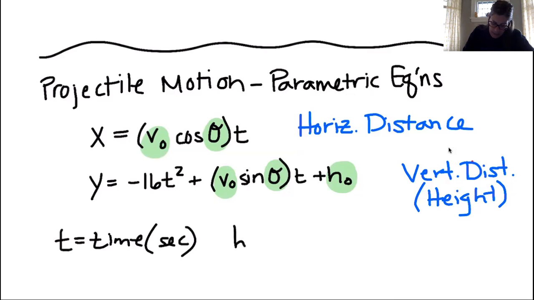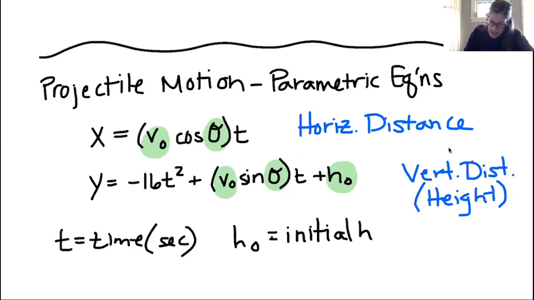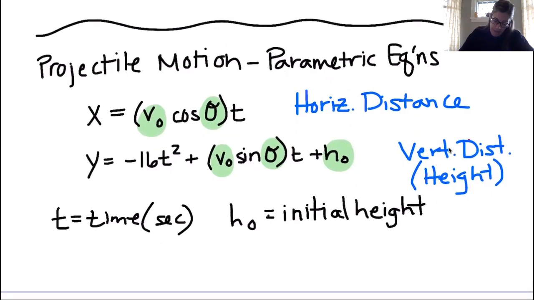H sub 0 is something that you have seen before in Algebra 2 and also first semester pre-calculus. This we might call your initial height. Another way to think about initial height, because it has that sub-zero, is your height at time 0, so at the very beginning. If something starts on the ground, the initial height will be 0. If it's being thrown from you, then it's going to be however high it was when it left your hand. V sub 0 is going to be initial velocity.